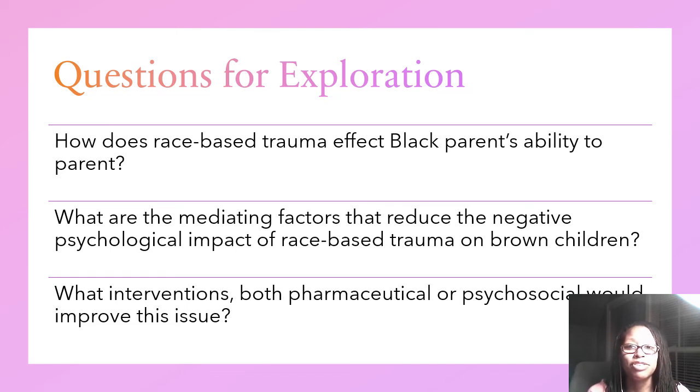So that was a lot of information, but as with all topics, there is always more to learn and explore. So I have a few additional questions for further exploration should you choose to think about this later. First, it would be interesting to understand how race-based trauma affects Black parents' ability to be good parents to their kids. Also, I wonder what mediating factors there are that reduce the negative psychological impact of race-based trauma. And finally, I'm curious what interventions, either pharmacological or psychosocial, would improve this issue. Those are just my questions, but I welcome yours as well.